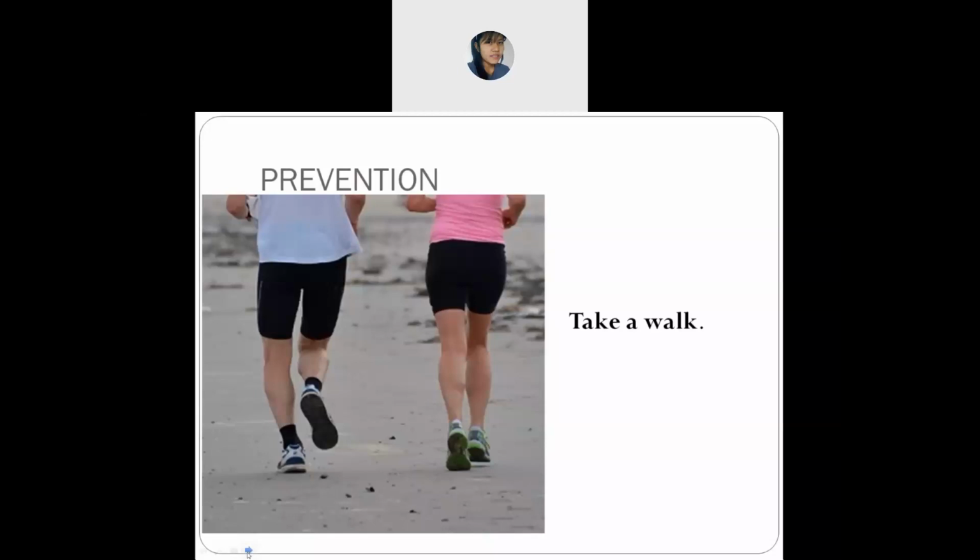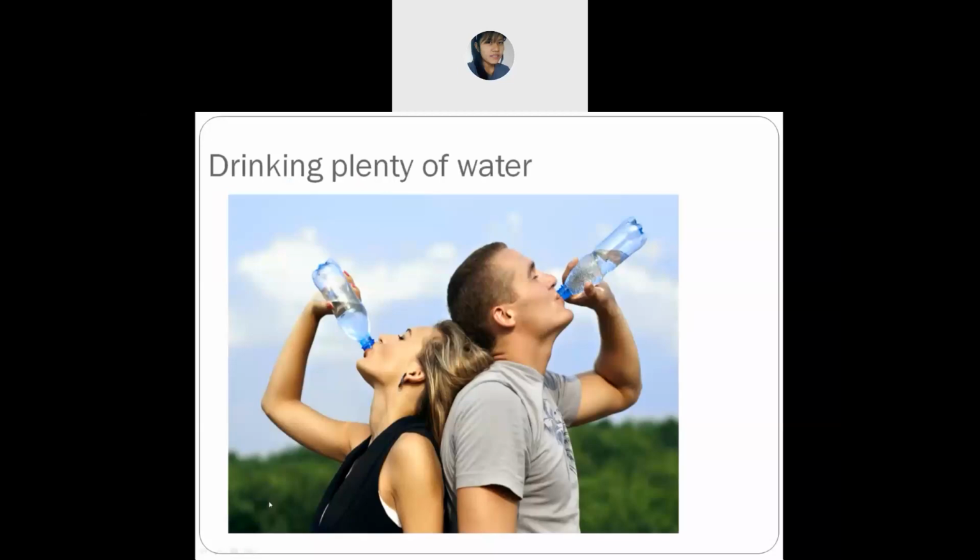Next, in order to avoid thirst, like dehydration, the loss of fluids and electrolytes in the body, what they should do is drink plenty of water. Is it clear? So these are a few points on how to prevent themselves from having this superficial thrombophlebitis. Is it clear, everyone? Yes.